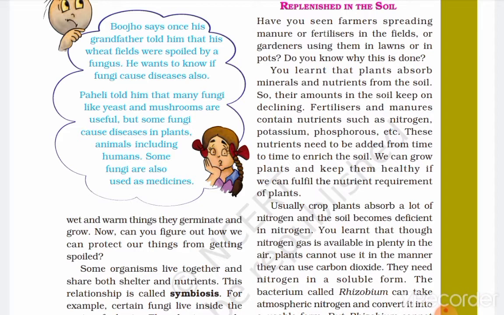micronutrients. The need is classified in two ways, on the basis of the need: macronutrients and micronutrients. Like nitrogen, potassium, phosphorus come under the macronutrients because they need more amount of these to do the life processes.